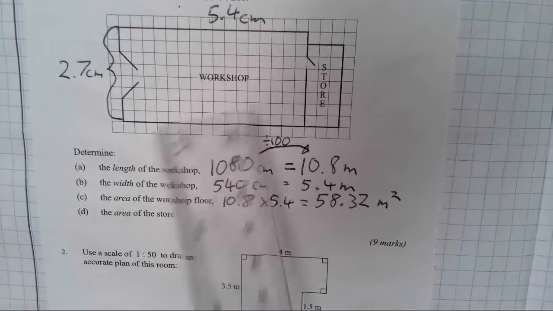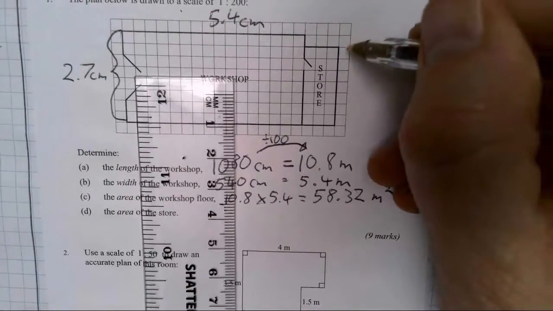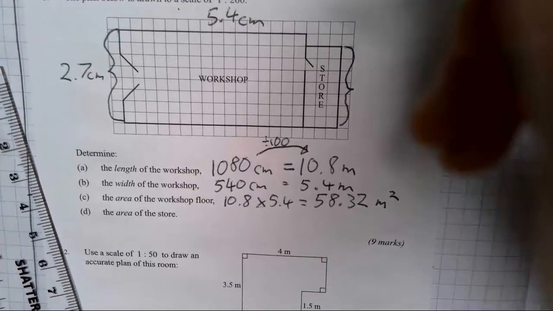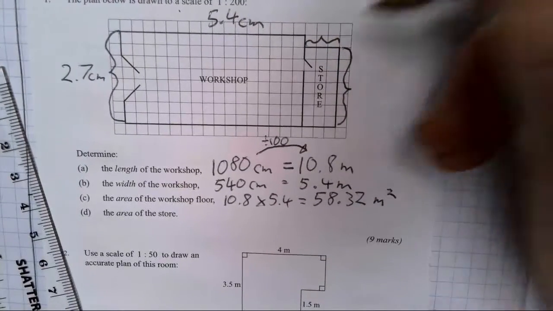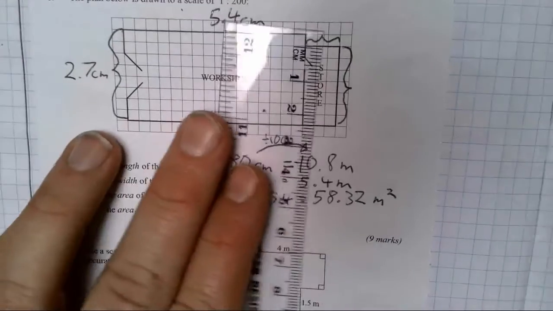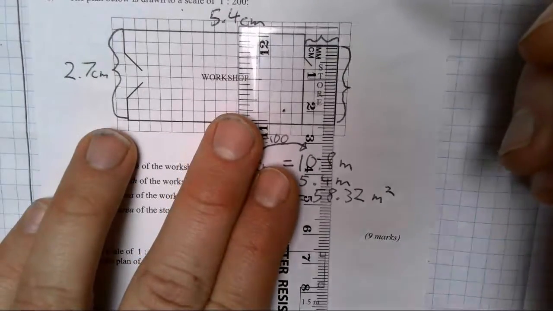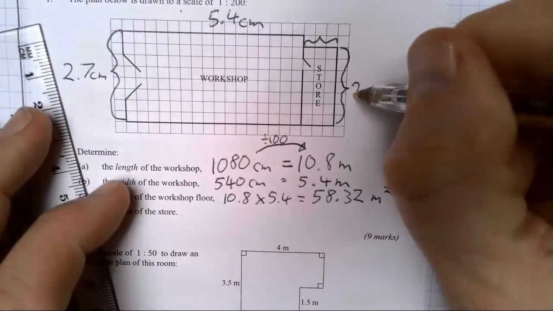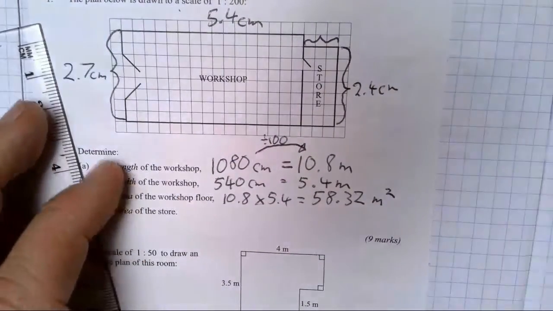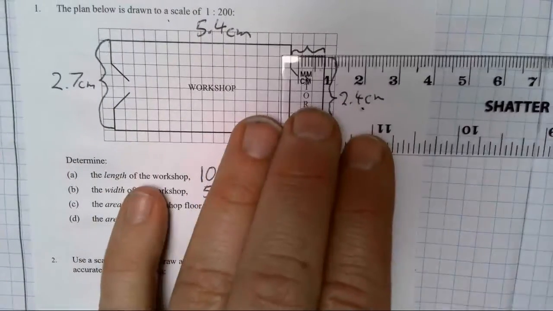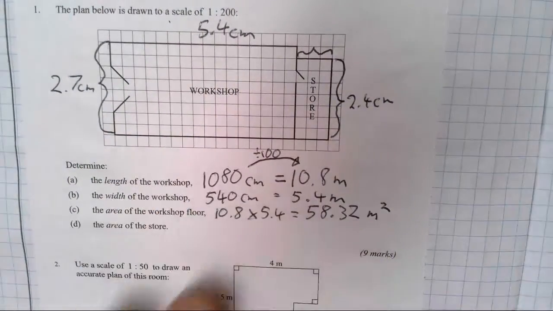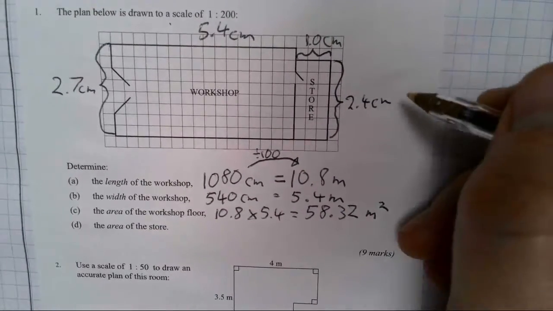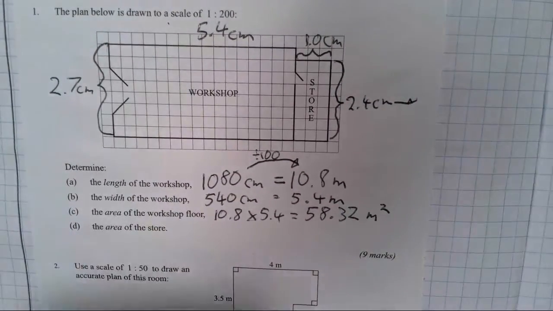The area of the store. Okay, so the area of the store I've got to work out. I need to work out both the length in the real world and the width in the real world of the store. So my length here is, I make that 2.4 centimeters. And my width here I make as 1.0 centimeters. So each of those I'm going to times by 200.